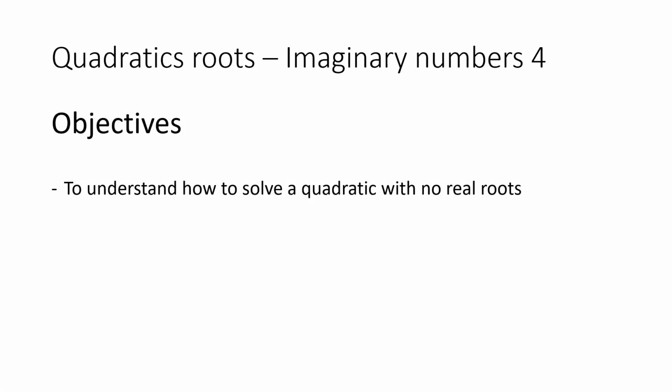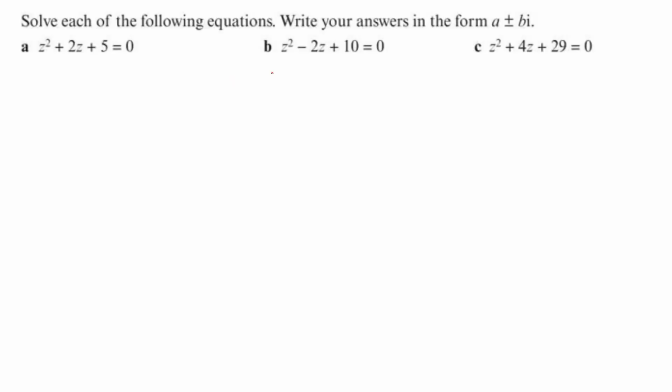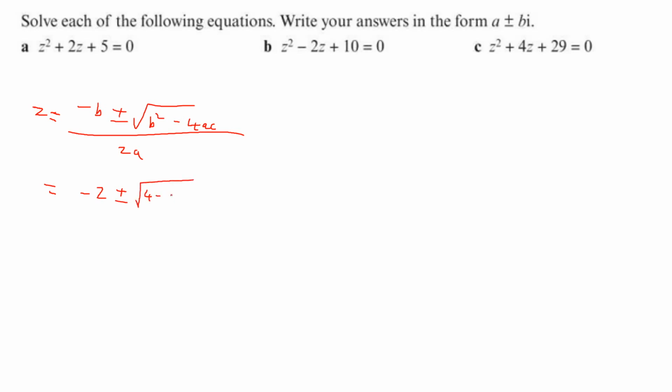In today's episode of the Procrastination Station, we're going to look at quadratic roots of an imaginary number. But you'll see what I mean, right? So for each of these, write down your solution. So z squared plus 2z plus 5 is equal to 0. z is obviously going to be minus b plus or minus the square root of b squared minus 4ac, all over 2a. Which is the same as minus 2 plus or minus the square root of 4 minus 5.